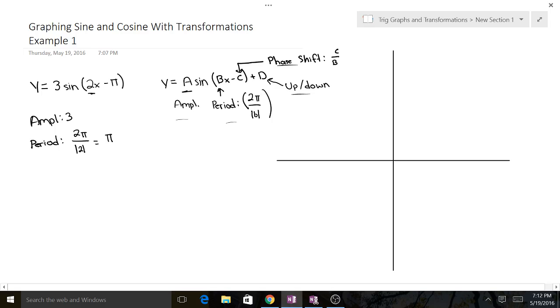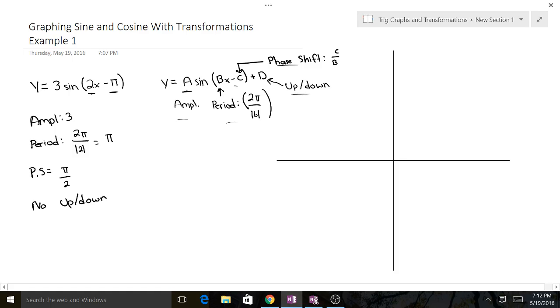And then we've got finally our phase shift. Our phase shift is always c over b. So our c, remember that it's not going to be negative pi, it's just pi because the formula calls for minus c. So it's going to be pi over, and then our b value, which we already figured out was 2. So that's our phase shift. And then we are not moving up and down, so no up down. Now we've got everything we need to know to be able to graph this function.